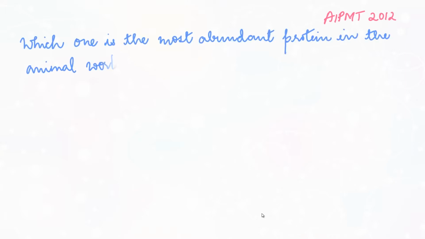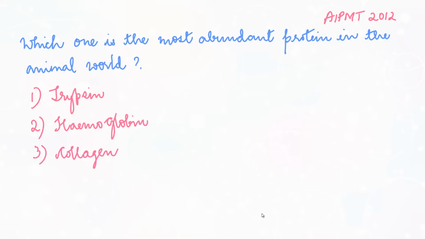The next question is from AIPMT 2012 itself, and the question is, which one is the most abundant protein in the animal world? And the options are trypsin, hemoglobin, collagen, insulin. And your answer is collagen. Collagen is a structural protein. It's a fibrous protein that is found in skin and tissues. So this is the most abundant protein in the animal world.